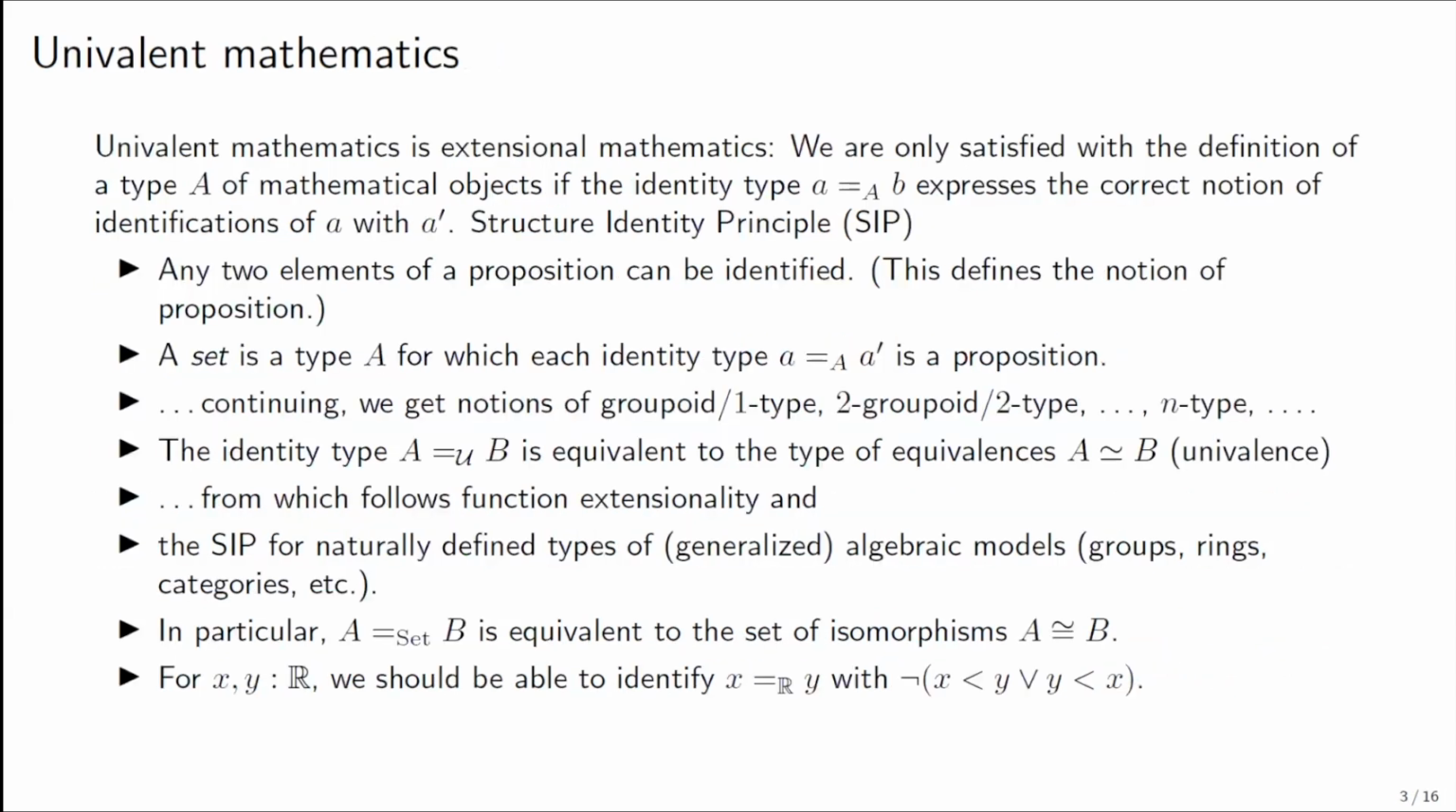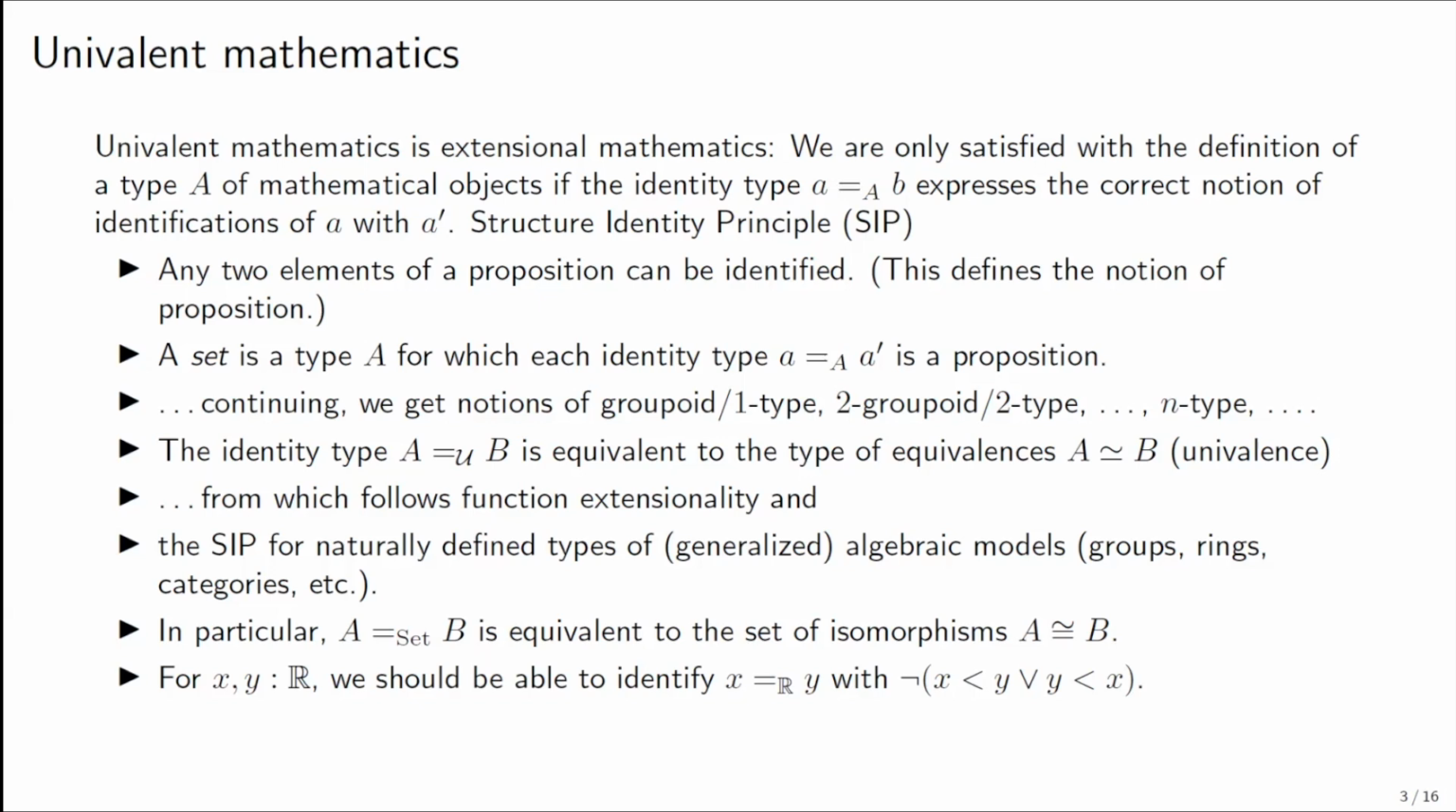First, a few words about univalent mathematics. One way of thinking about it is that it's the ultimate expression of extensionality in mathematics. We are only satisfied with the definition of a type of mathematical objects if the corresponding identity type expresses the correct notion of identifications between two elements of the type. We are not satisfied if we just have some other type whose elements we can interpret as expressing being an A, but whose real identity is somehow different.